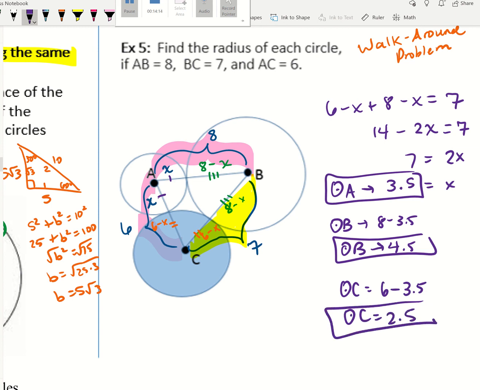A couple things to notice here. This is definitely not drawn to scale, right? It looks like A should be the smallest radius, the smallest circle, but it's not. So the diagram does not have to be drawn to scale.